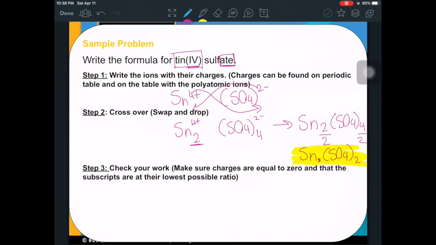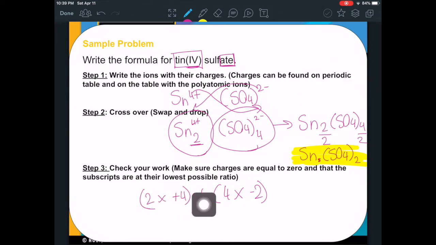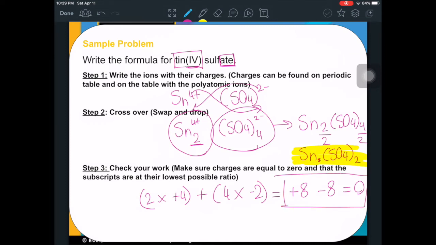Now let's just double check the charges based on this and on this. So we have 2 times plus 4 for tin, plus 4 times minus 2 because we have 4 sulfates, and here we have 2 tin ions, which means positive 8 minus 8 equals 0. So at the end of the day, the charge is also balanced out.